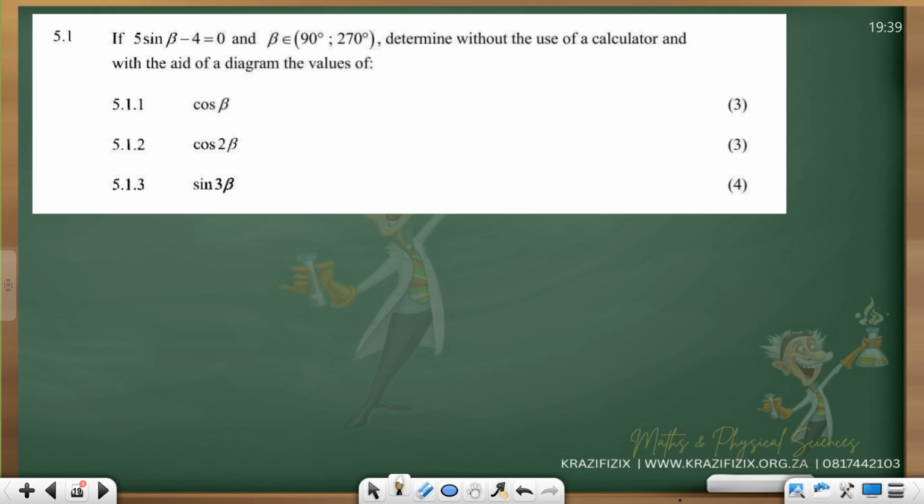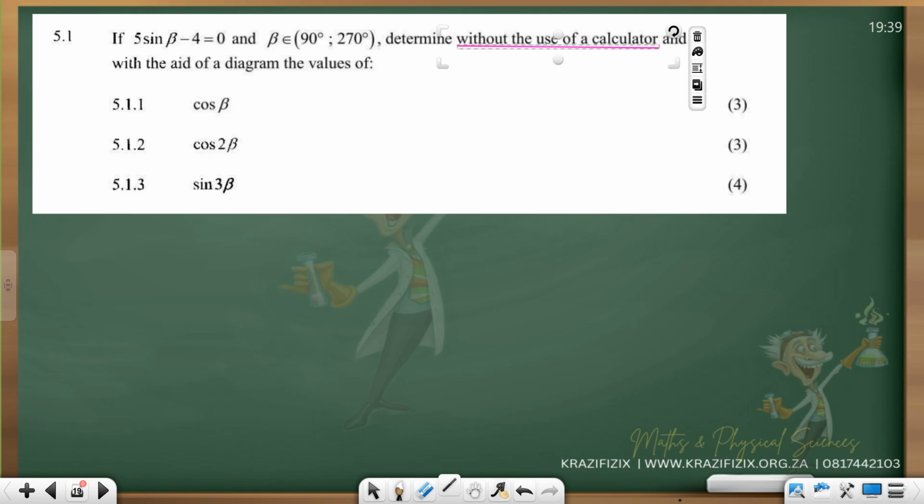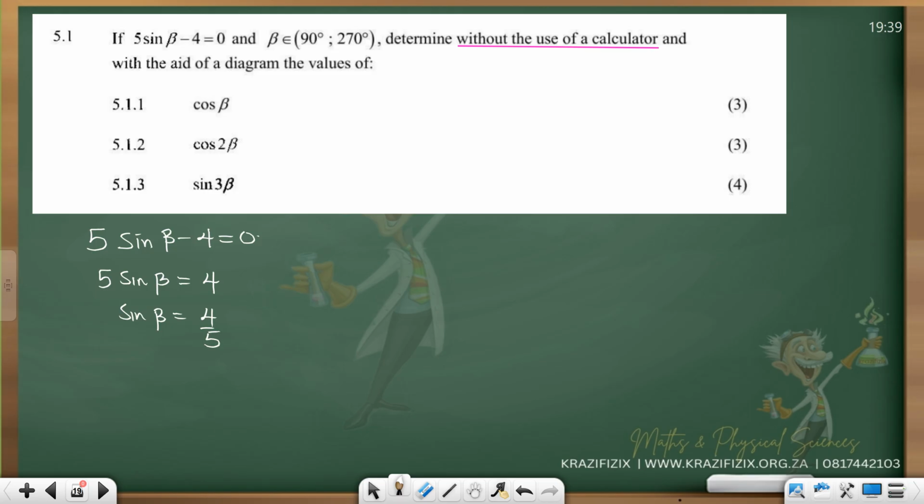Here, please take note. They said without using a calculator. Don't come here and be telling me 0, what. Once we see a decimal, it's a big problem. Now, I'm going to run through this because of our time, so please follow. 5 sine beta minus 4. Let's simplify this first. Can we move the negative 4 over? 5 sine beta equals 4. What is sine beta? 4 over what? 5.